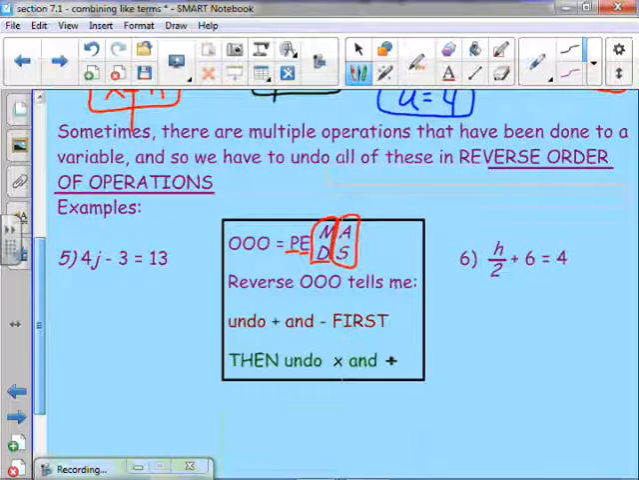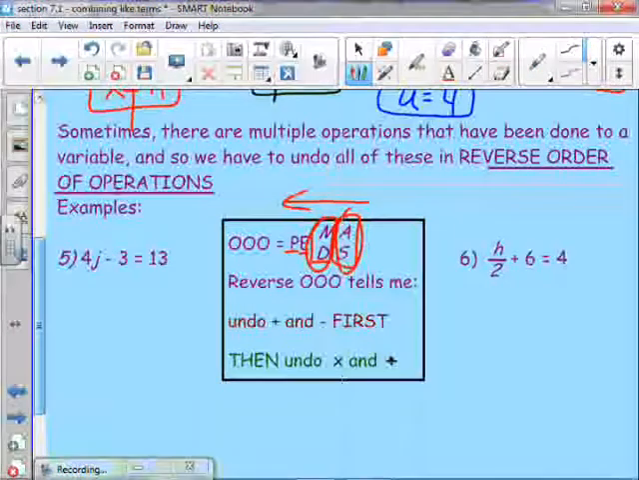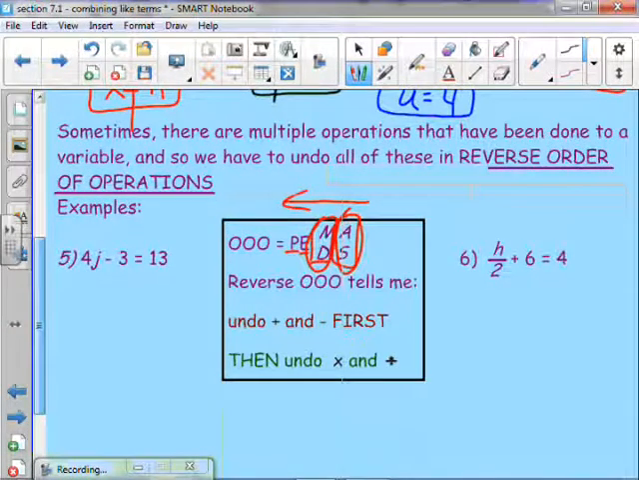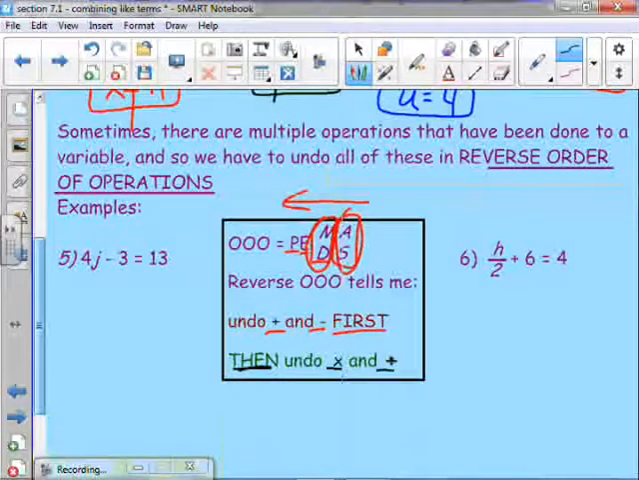When I'm undoing them, I'm going to go that way. So the first thing I'm going to do is my addition and subtraction. Then I'm going to undo my multiplication and division, and then I'll keep undoing in reverse order. Okay? So what you need to remember: undo addition and subtraction first, and then undo multiplication and division.